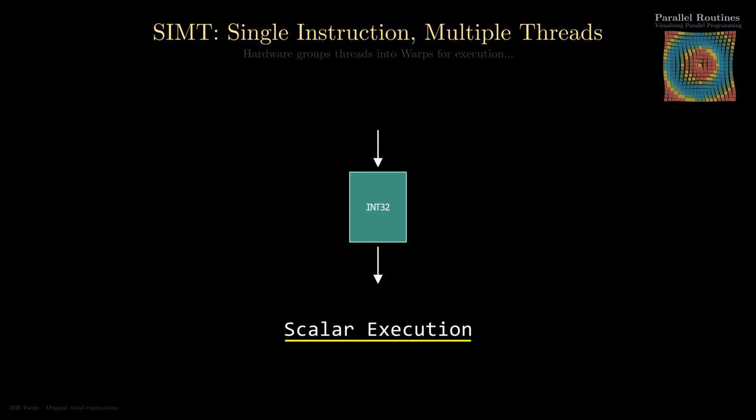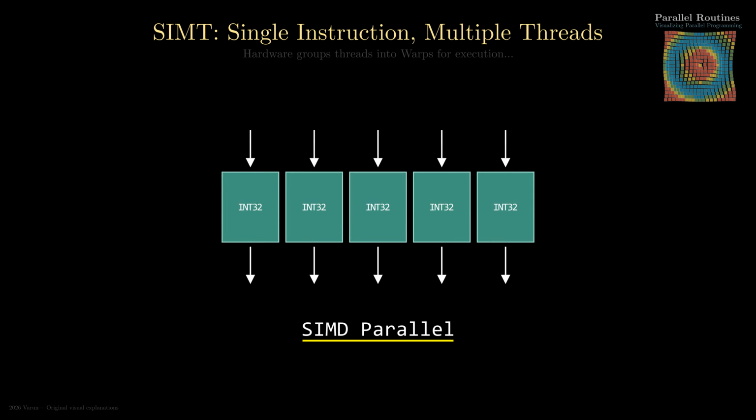We start with scalar execution, the traditional approach where a single processing unit handles one operation at a time. One instruction flows through the pipeline. Data enters, gets processed, and results emerge. Simple, sequential, and limited.